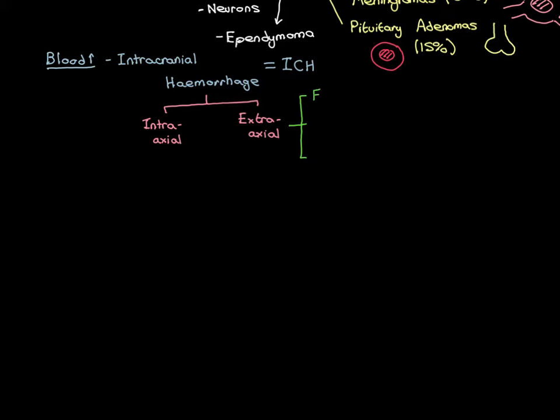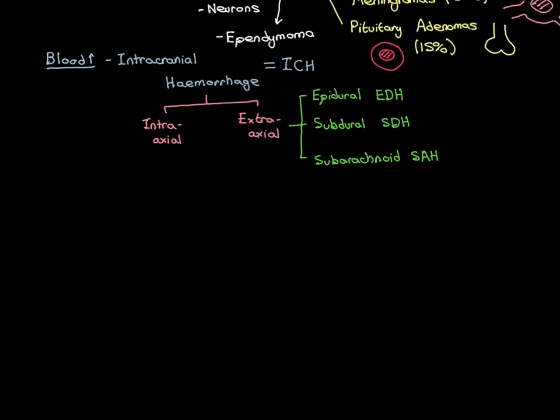Now, we divide extra-axial hemorrhages up into 3 different types, and the first thing I'm going to do is just write down what their names are. So, there are epidural hemorrhages, and we can refer to epidural hemorrhages for short as EDHs. There are subdural hemorrhages, which we can refer to for short as SDHs. And then finally, there is subarachnoid hemorrhages, which we can abbreviate down to SAHs.